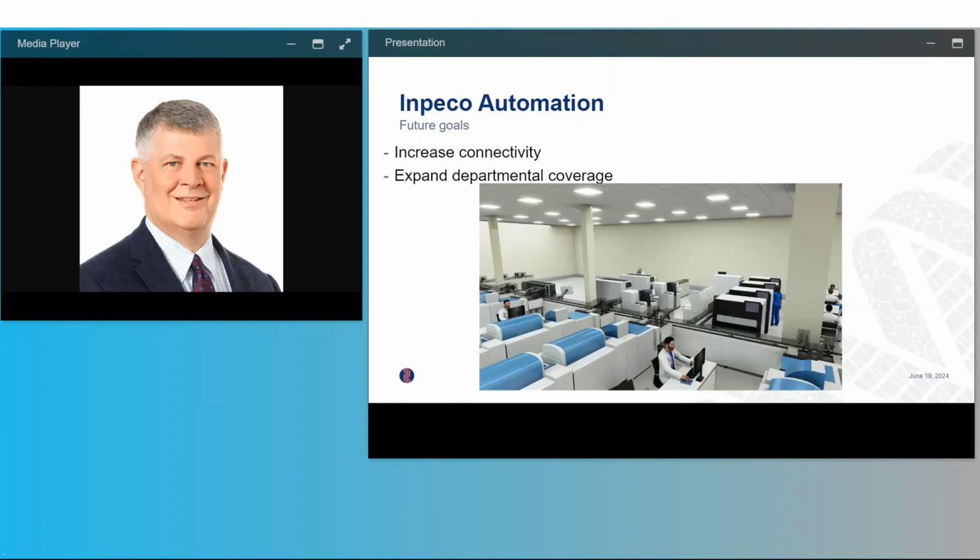So our future goals, as I said earlier, we've set this up to increase our connectivity. We had some instrumentation that we've had in the lab for some time that wasn't at a level to be connected to the track yet, and we have plans to replace that and connect it into the track. We have left space to be able to add additional existing platforms onto the track as necessary. And then finally, we've set it up so that we can extend the track as it's currently configured to other departments and continue to grow our connectivity across multiple departments in the laboratory.